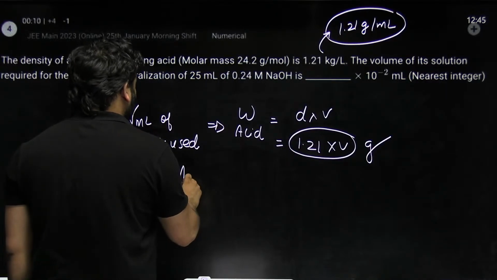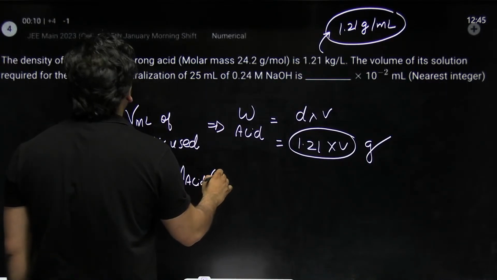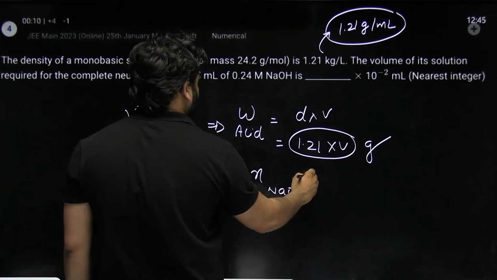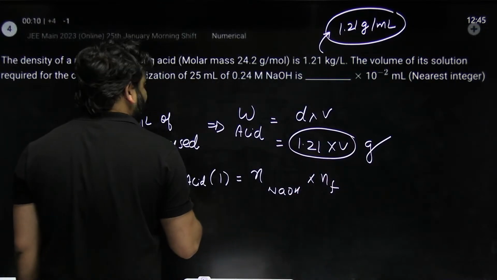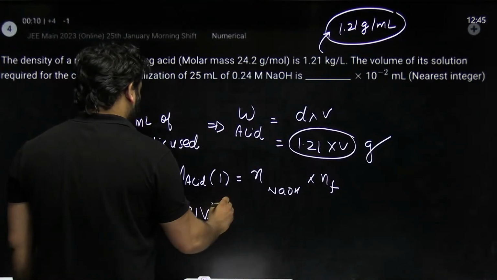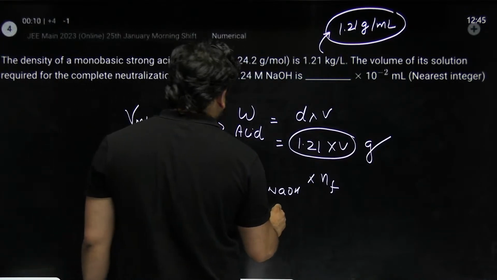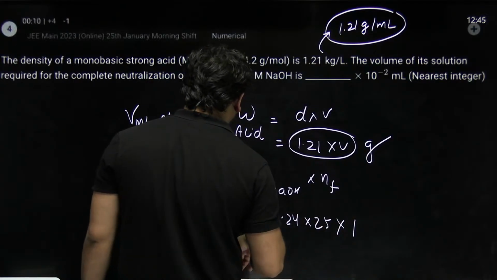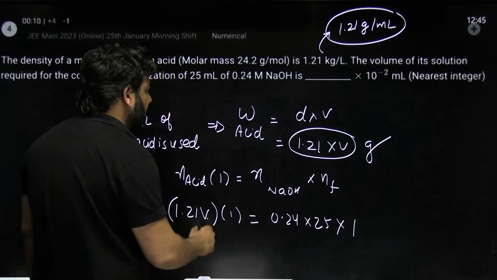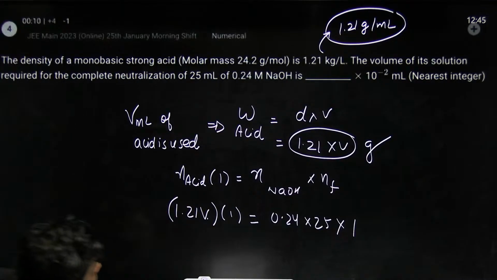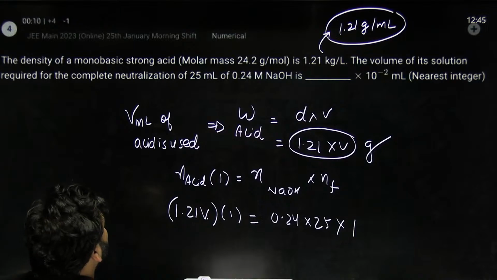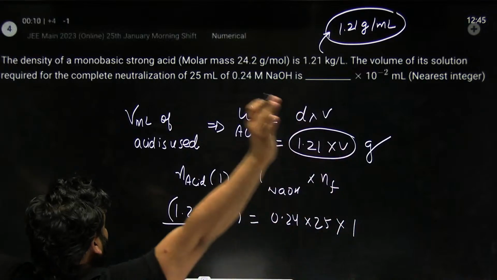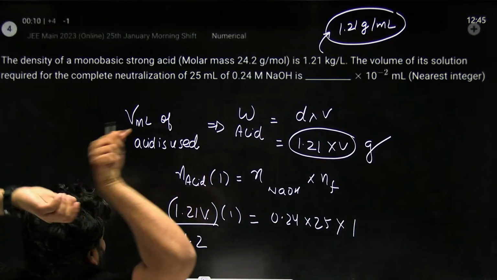So number of moles of acid into its n factor, it's monobasic so n factor is 1, must be equal to number of moles of NaOH into its n factor. So acid is 1.21 V into 1 must be equal to number of moles of NaOH, which is 0.24 molarity into 25 milliliter into n factor 1, equals millimoles. Actually, this volume might be coming in milliliter here, right? No, this is in gram, okay, mass divided by molar mass, which is 24.2. So this is the number of moles, and these are the millimoles.